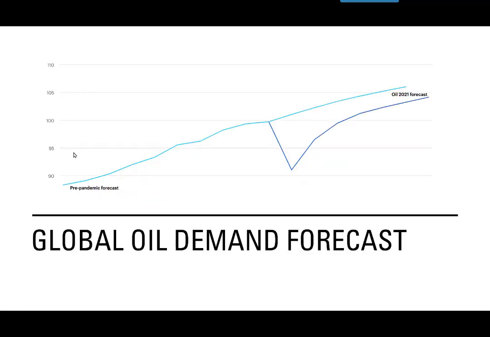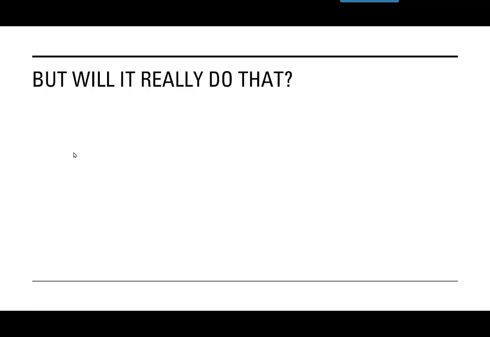So here's where the global demand is right now. This is from the IEA. The pre-pandemic forecast, you can see, was much higher than where we are now. We then had a big drop, and now their 2021 forecast, you can see where it is now. Up around a little less than 105, let's call it 104 million barrels a day. Okay, let's leave it at that. But will it really do that?